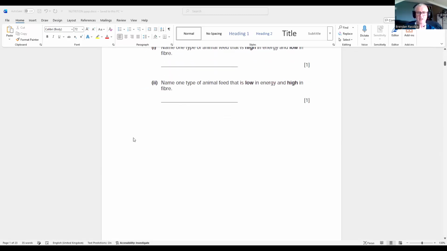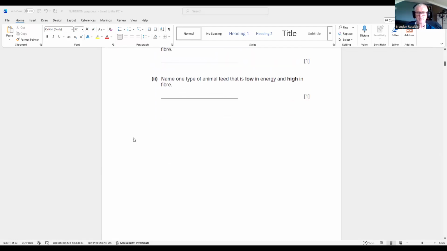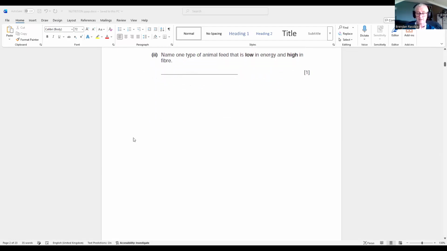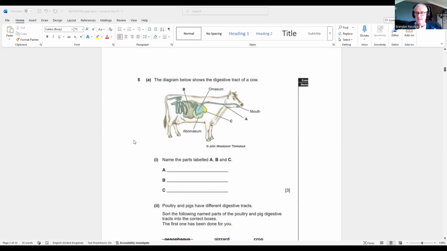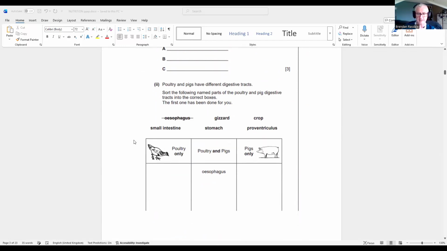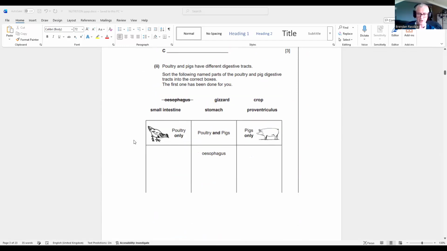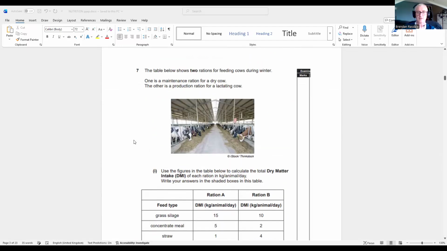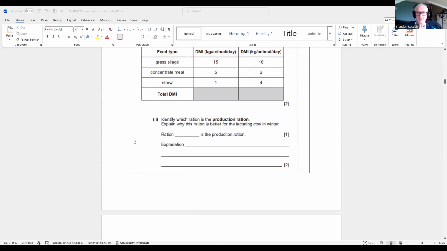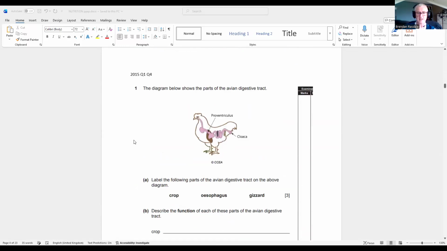High energy and low fiber: concentrates. Low energy and high in fiber: well, hay is a good example of that, actually. Straw, I suppose. The classic one to diagram and label, and then the classic one here, which parts, some animals have two, some have others, right? So that's fine. Dry matter question. Sometimes they're nice and easy. But look, guys, there's not much maths.